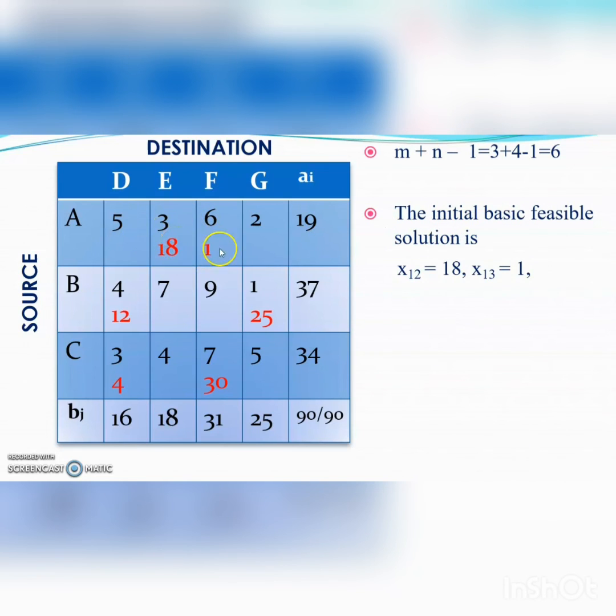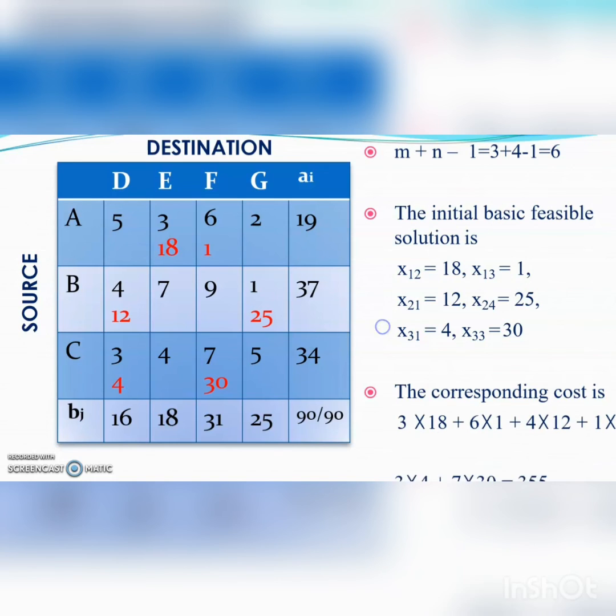So the solution is x12 equal to 18, x13 equal to 1, x21 equal to 12, x24 equal to 25, x31 equal to 4, x33 equal to 30, and the values of the other decision variables are 0, and the value of the corresponding transportation cost is rupees 355. So this is the Vogel approximation method.